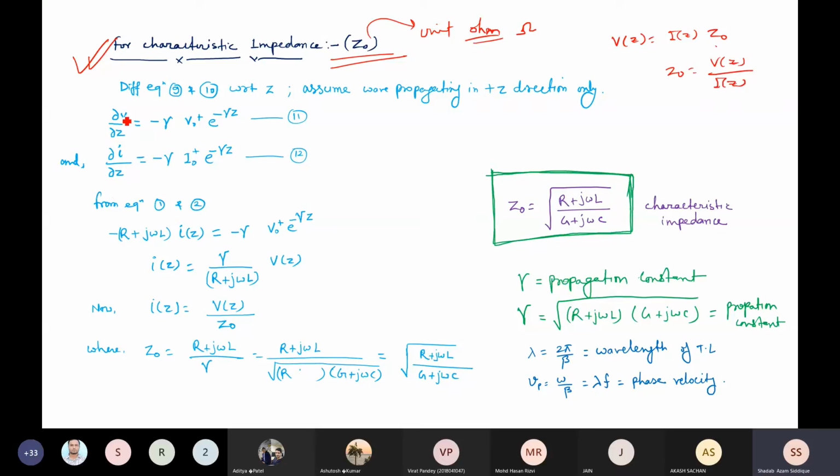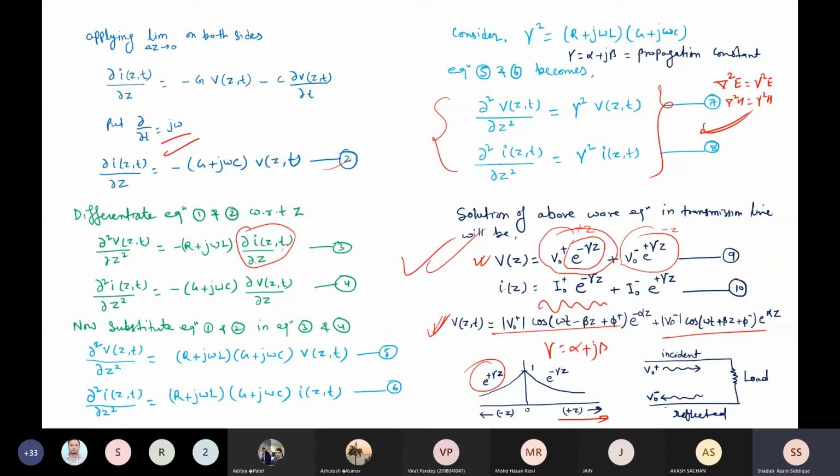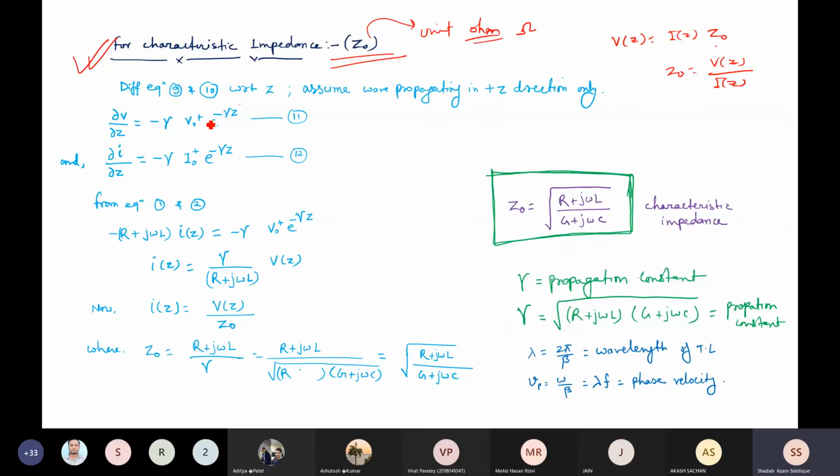Now we have equations 9 and 10, V of z and I of z, and we will differentiate with respect to z. For the time being, we just take the wave traveling in the positive z direction only, so we ignore the e to the power plus gamma z term. This will give you del V upon del z equal to minus gamma V naught plus e to the minus gamma z. When we differentiate with respect to z, the minus gamma comes out. So this is the equation for this one.